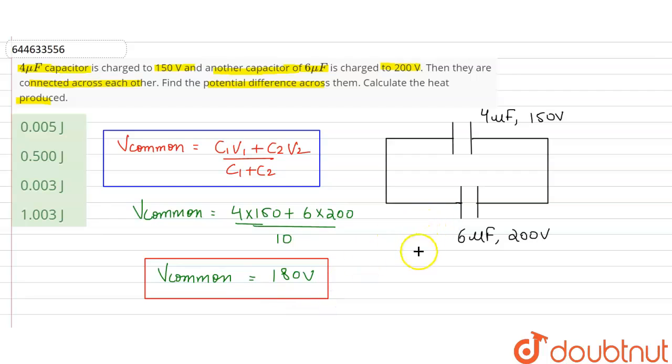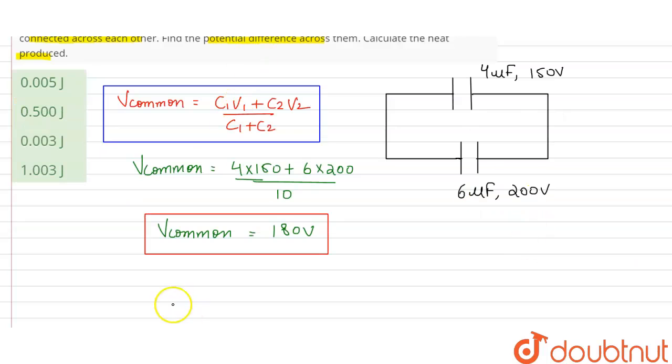So now we have to calculate the heat produced. So students, for calculation of the heat, if we calculate our potential energy initially in the circuit and potential energy finally, then the difference in these is equal to heat produced in the circuit. So our potential energy initial is equal to half C1 V1 square plus half C2 V2 square.